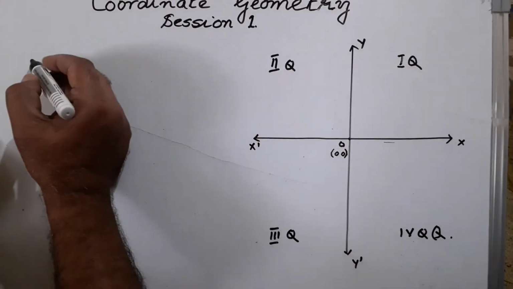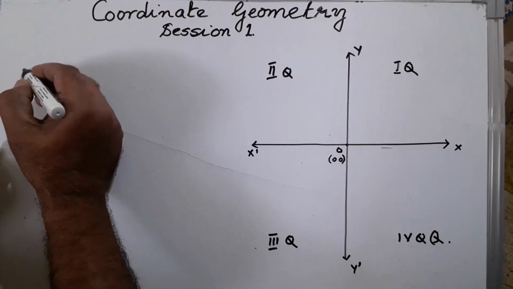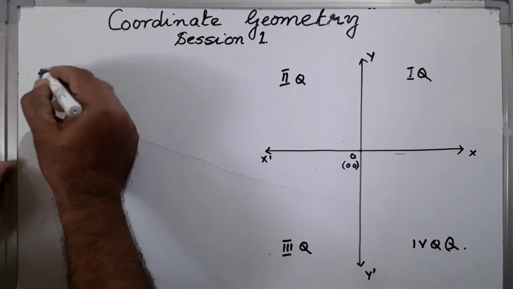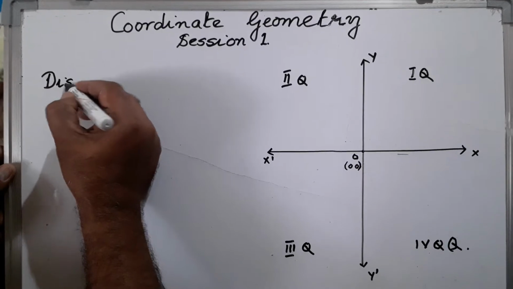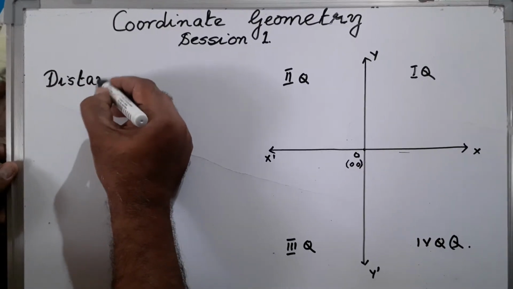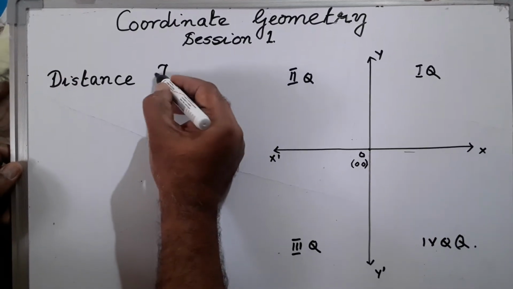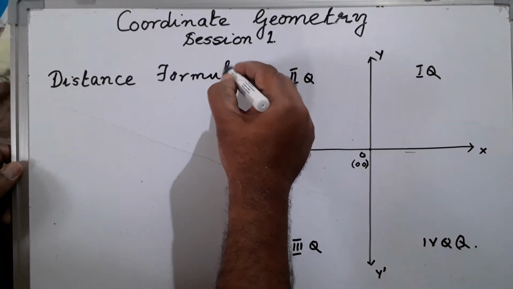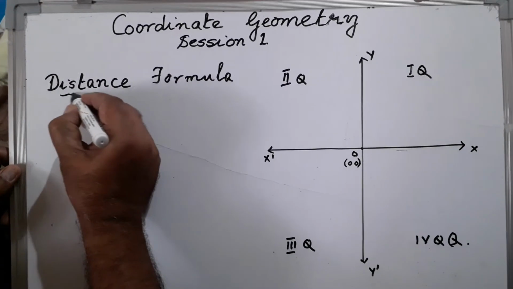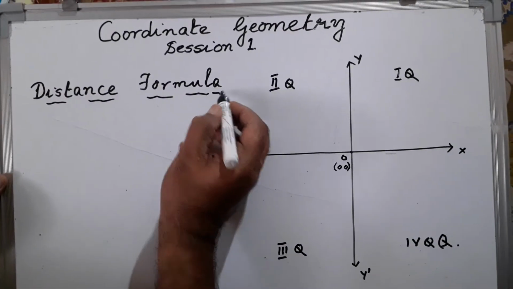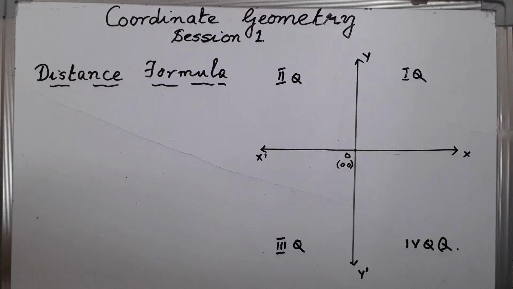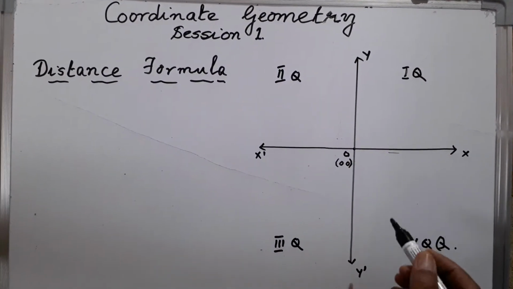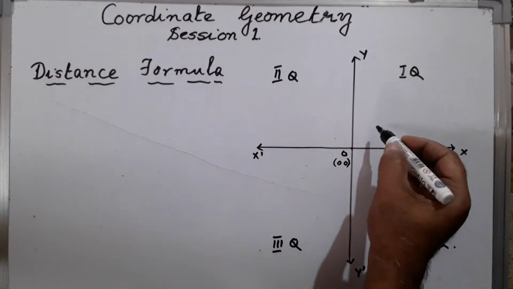The first formula that we derive is the distance formula. What is this distance formula? Distance formula is the distance between any 2 points, be it in the first or second or third or fourth, but for simplicity's sake, we choose the first quadrant.